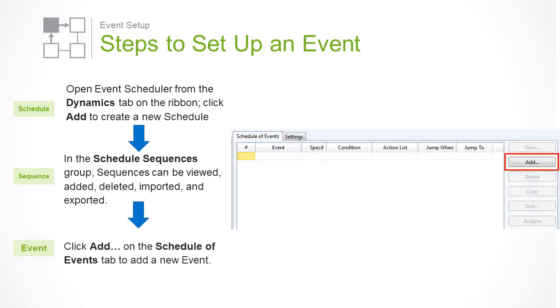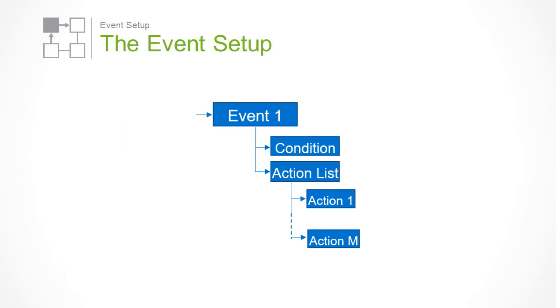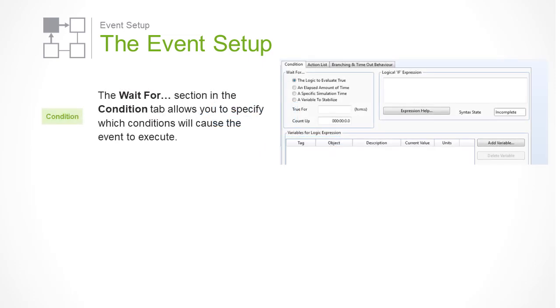Click Add on the Schedule of Events to add a new event. Open the event window by clicking View or double-clicking the event. The Event, Condition, and Action List tabs display the current event number with its corresponding condition name and action list name.